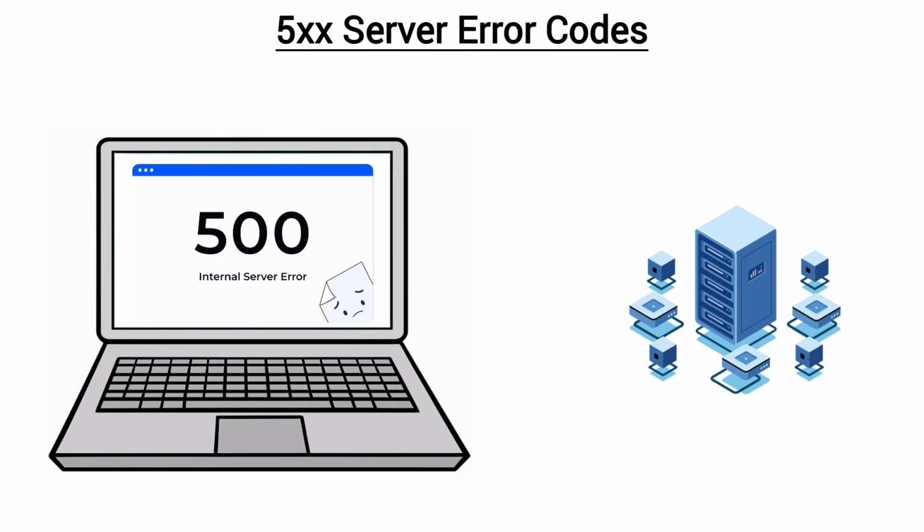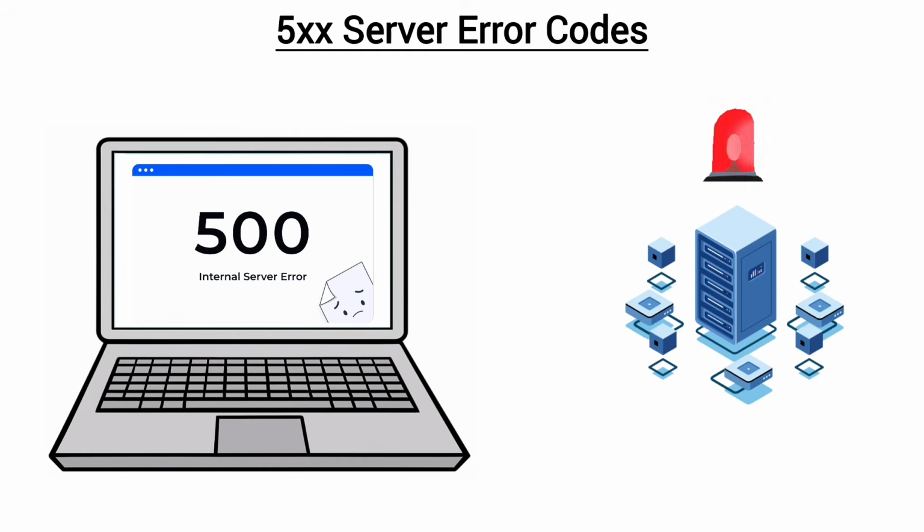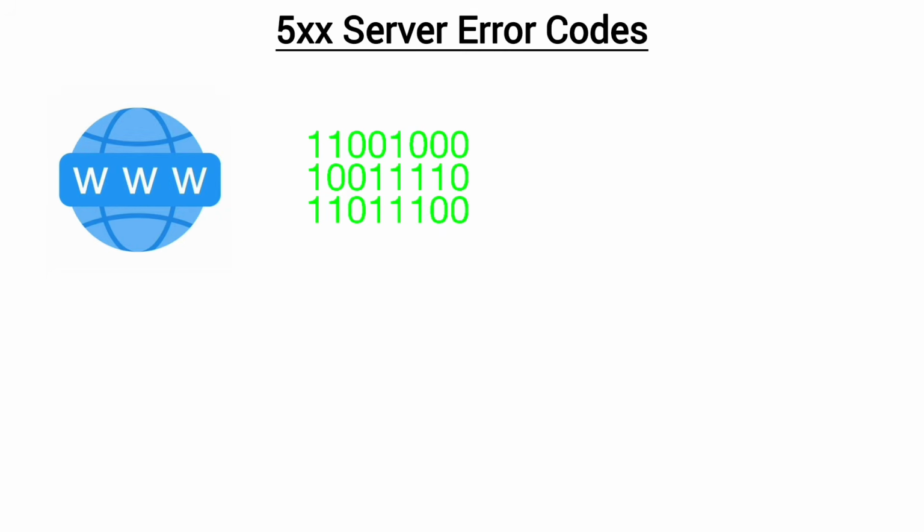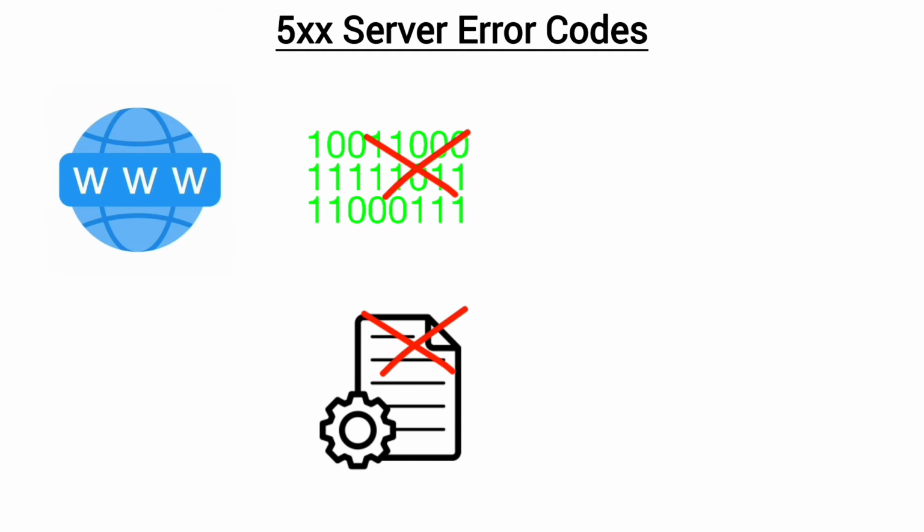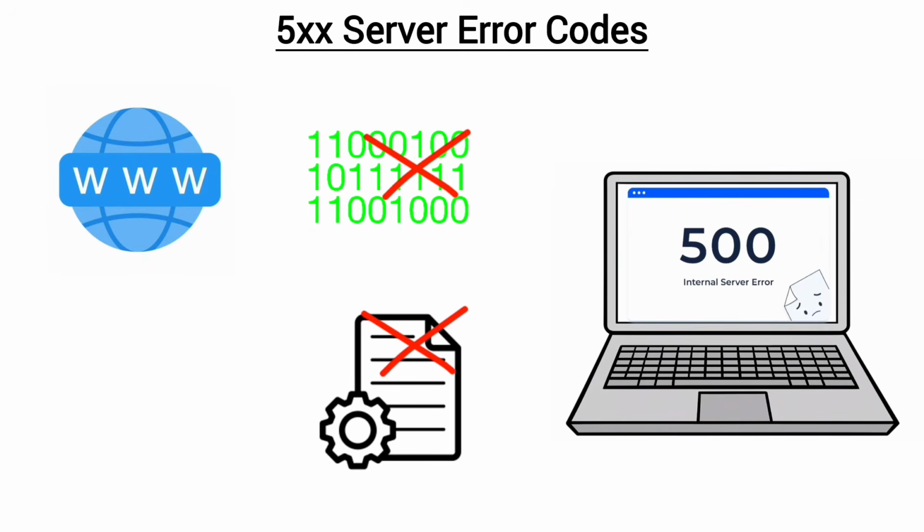Code 500 means internal server error. This is a general error that means something unexpected happened on the server. For example, if a website's code crashes, or a configuration file is missing, the server returns this message.